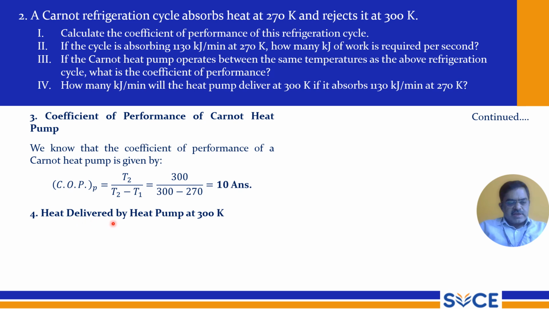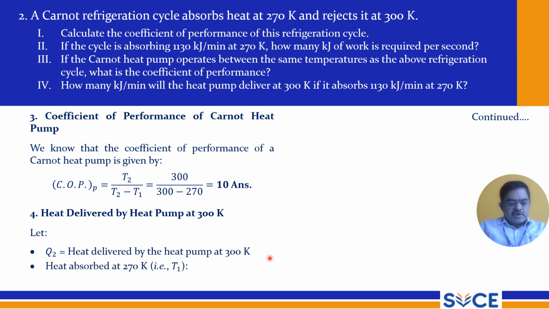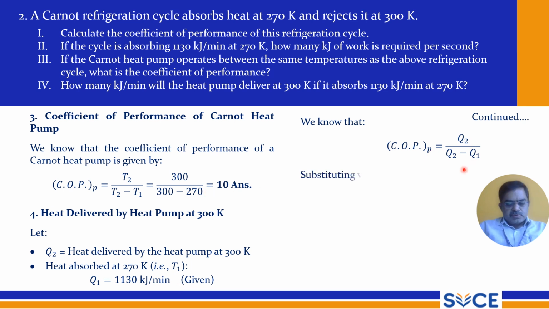So that is the answer, 10. And for heat delivered by the heat pump, we can calculate either T2 divided by T2 minus T1, otherwise the refrigerator COP plus 1. So both ways you can calculate. Heat delivered by the heat pump at 300 Kelvin is Q2, and heat absorbed at T1, 120 K, Q1 is given as 1130 kilojoules per minute. So COP of the pump is equal to Q2 divided by Q2 minus Q1.